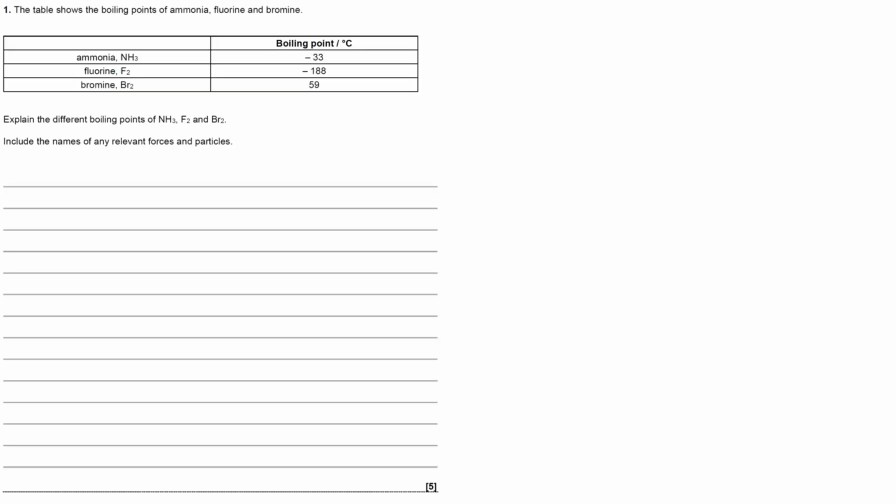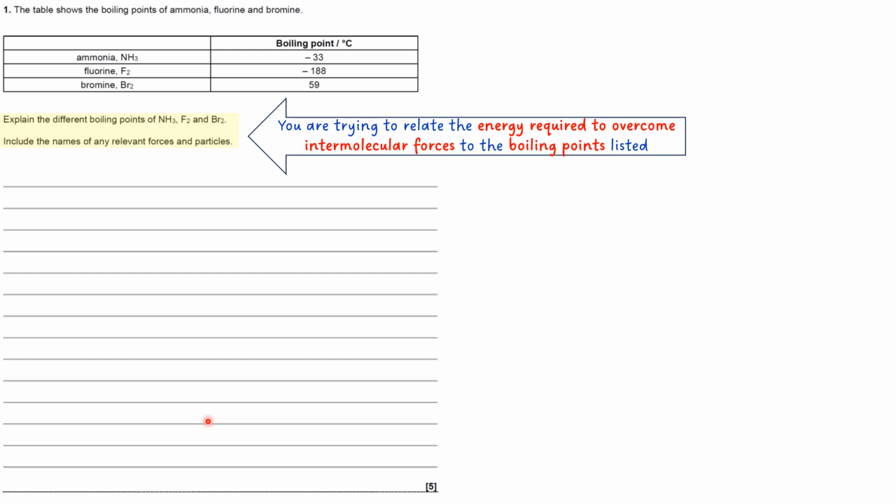It gives you a table with some boiling point data for ammonia, fluorine and bromine. It also gives you the formula for each one so you can visualize the atoms that are present. They want you to explain the different boiling points of the three molecules, and also to include the names of any relevant forces and particles. Essentially what you're trying to do is relate the energy needed to overcome the intermolecular forces present to the boiling points listed.